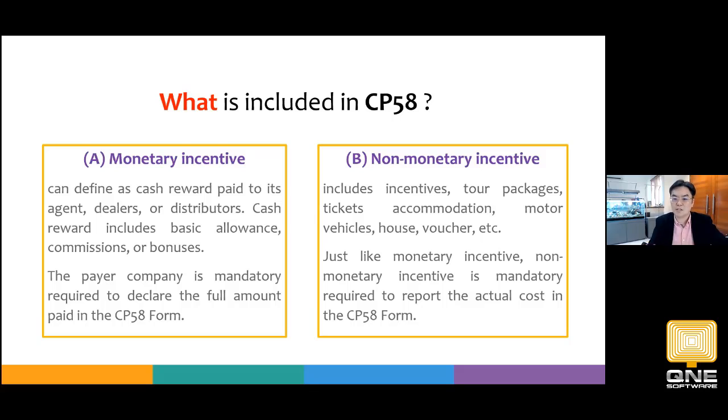The second one is the non-monetary incentive. The non-monetary incentive includes tour packages, tickets, accommodation, or even motor vehicle, house, and voucher. These are the incentives that derive from the sales transaction. One more time, these are not your employment income or master and servant relationship. These are incentives derived from your sales transaction. Just like the monetary incentive, this type of non-monetary incentive is to be reported as well. We're going to take that similar value and fill it in our CP58.